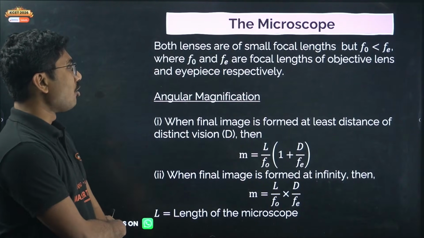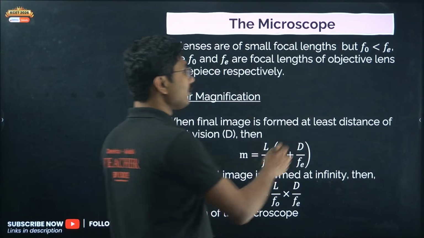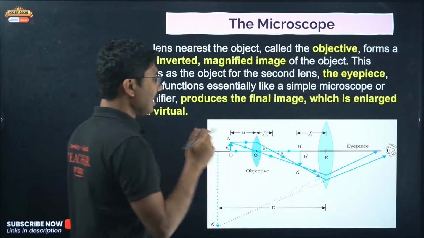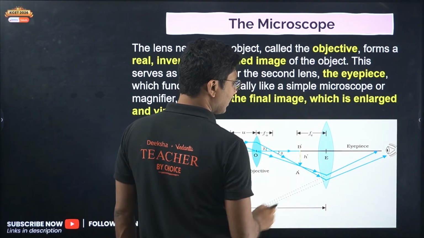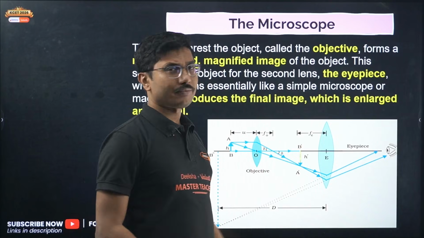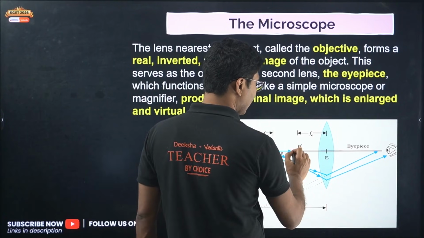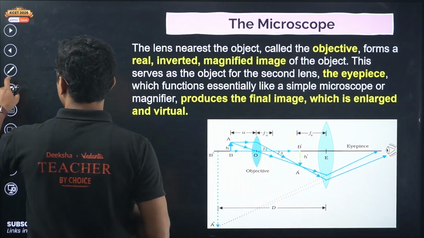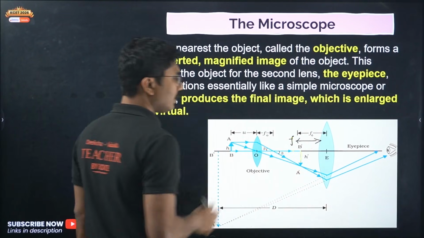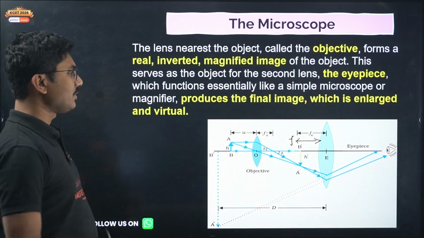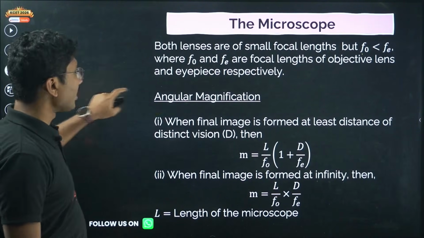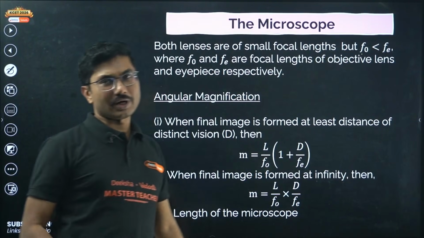Both lenses have small focal lengths, but the focal length of the objective must be smaller than the focal length of the eyepiece. Remember, the image forming here should be at least on the focus or closer than the focus. So the focal length of the eyepiece should be slightly bigger than the exact location of the image. That's why it is compulsory that the focal length of the objective is less than the focal length of the eyepiece.